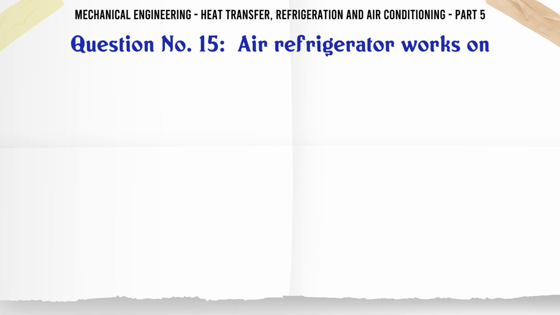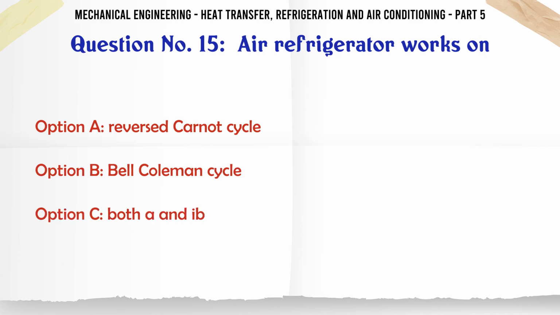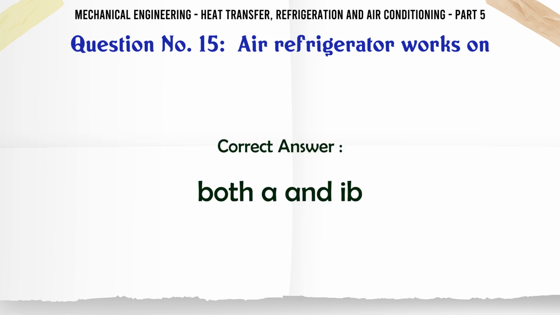A refrigerator works on A. Reversed Carnot cycle. B. Bell-Coleman cycle. C. Both A and B. D. None of these. The correct answer is both A and B.